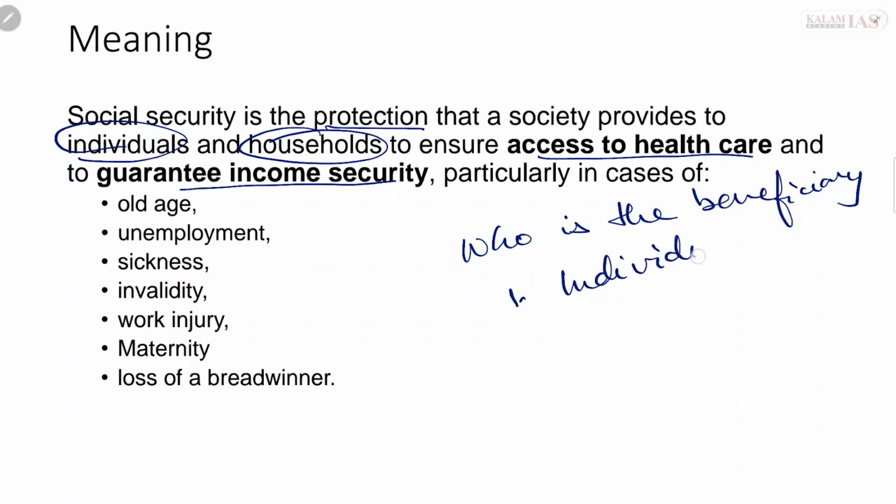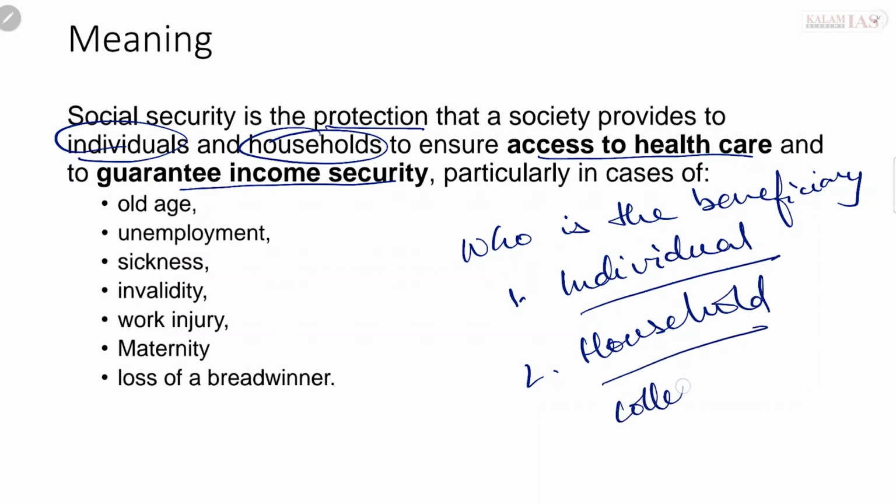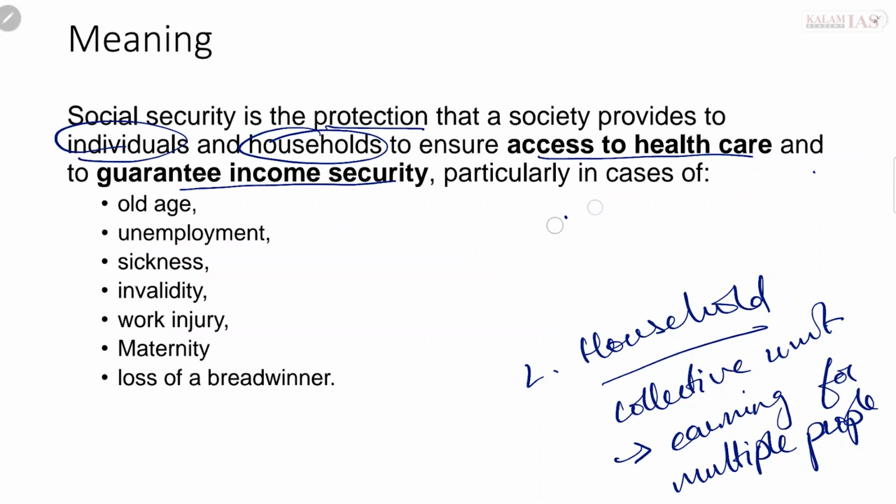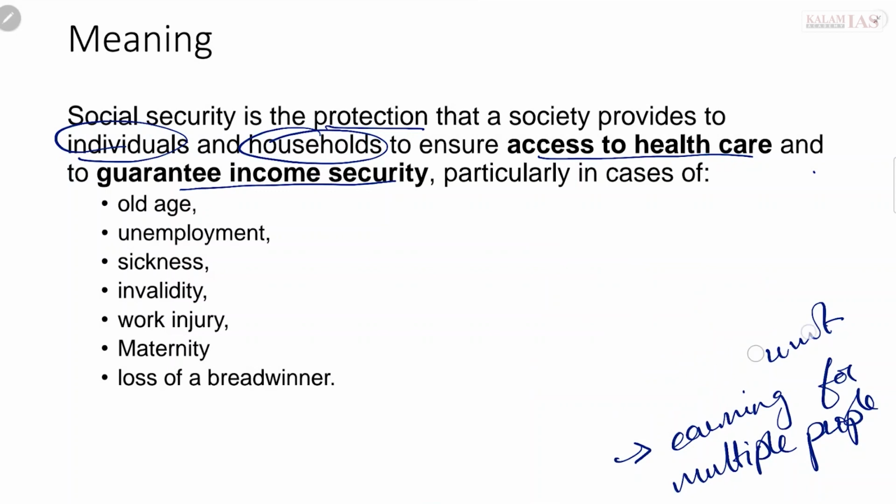First, it is the individual, because the individual ultimately carries the rights, and second is the household, which is a collective unit, the family, because ultimately the labor which is earning for multiple people. A laborer is earning not just for himself but for his family, for his children. A female laborer is also earning for her children, for her husband, for the overall nutrition of the entire household. So these are decisions which are not just an individual's decisions, these are decisions that affect the entire family as a whole.